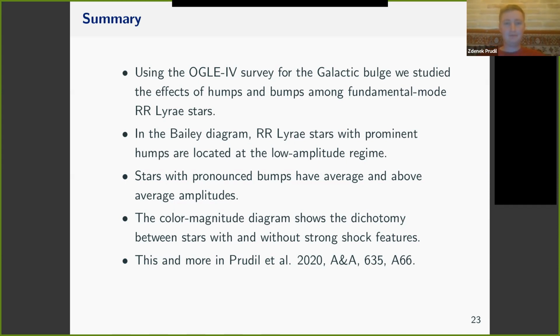Have you compared your strong and weak bumps and humps to, say, the spectra from George and Chris's survey of the RRLs, to see if the emission line strengths correlate with your light curve bumps and humps? In this study, we used the bulge RRL stars. Those were not covered in their spectroscopic survey.